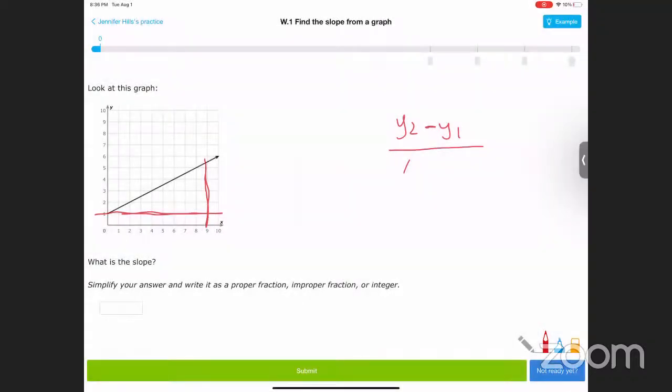It's telling me I need juice. X2 minus x1. All right, so I have to make sure I get this to you before my battery dies. So let's get to it.